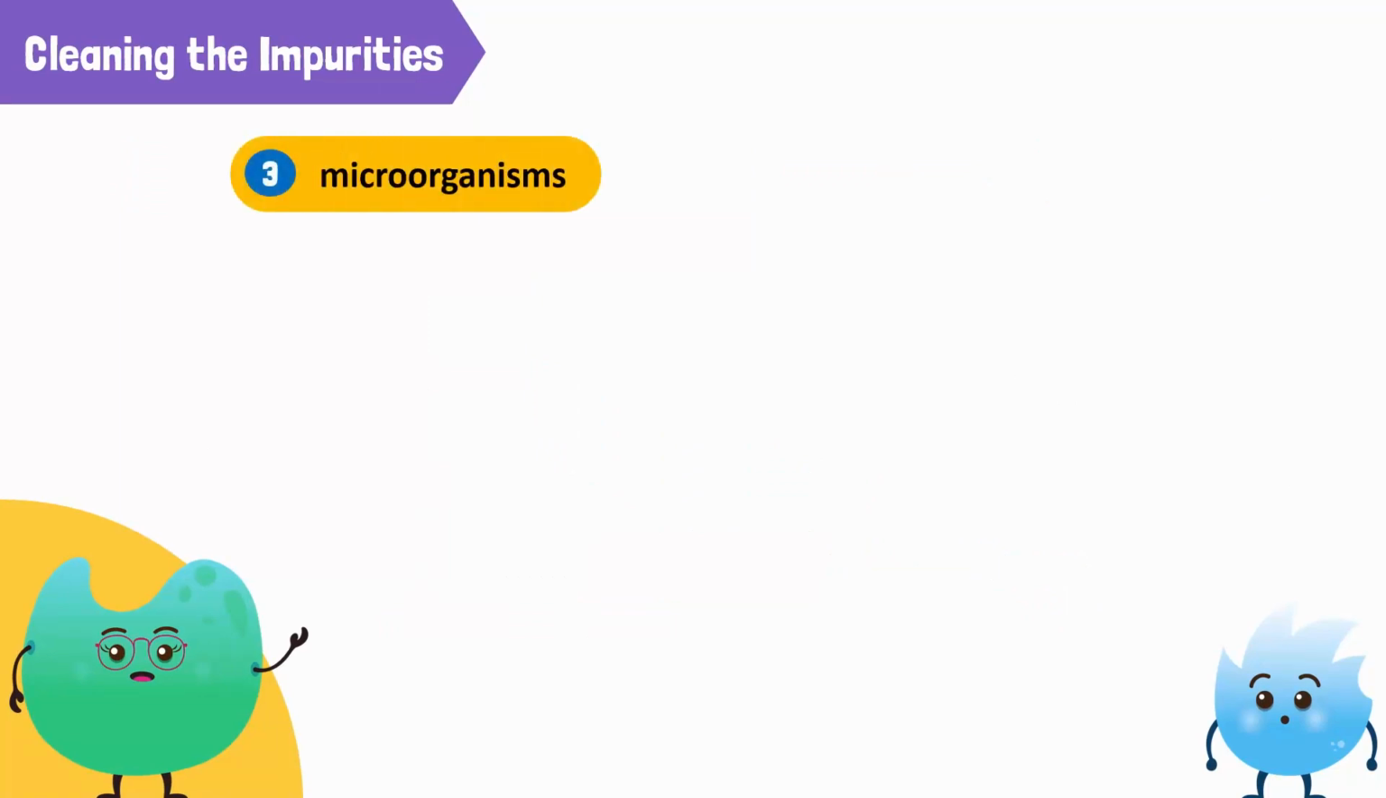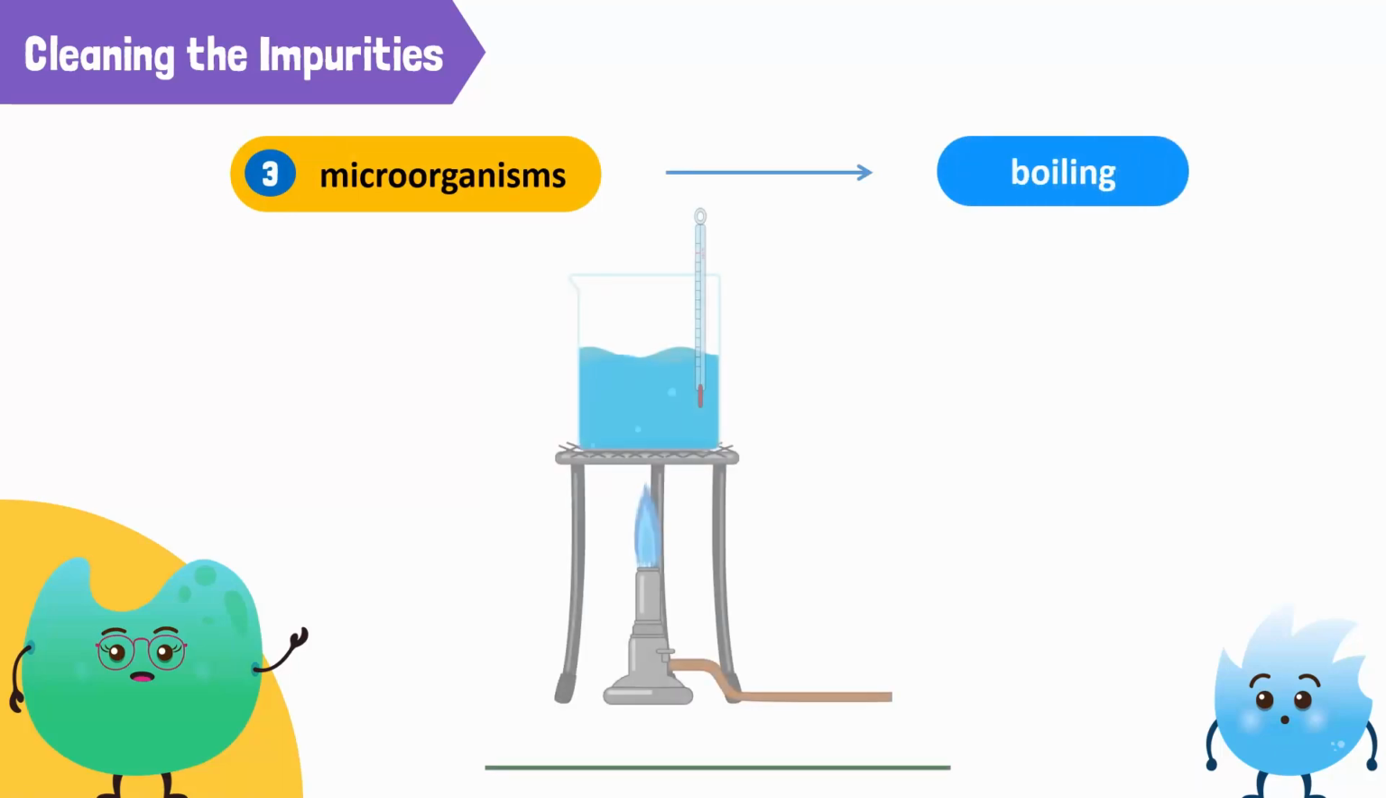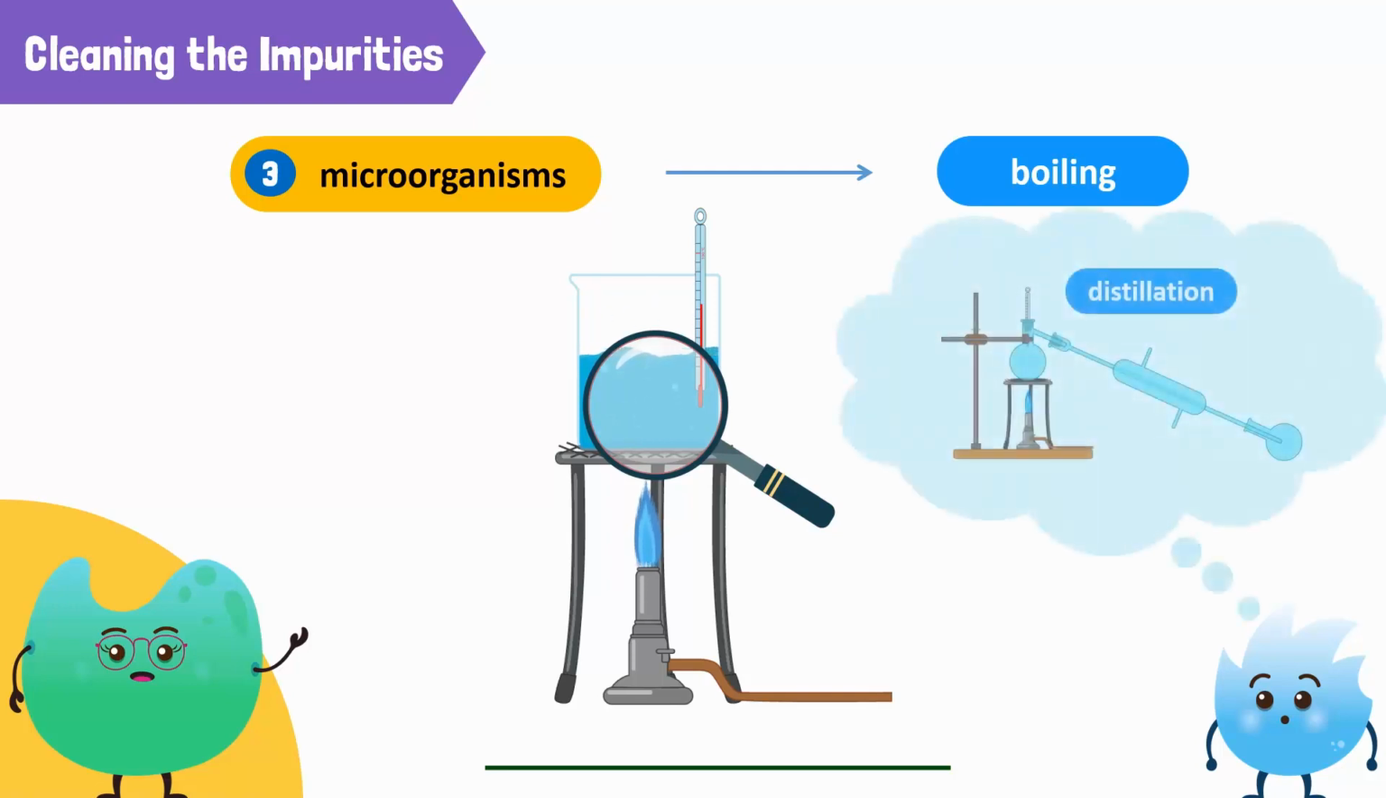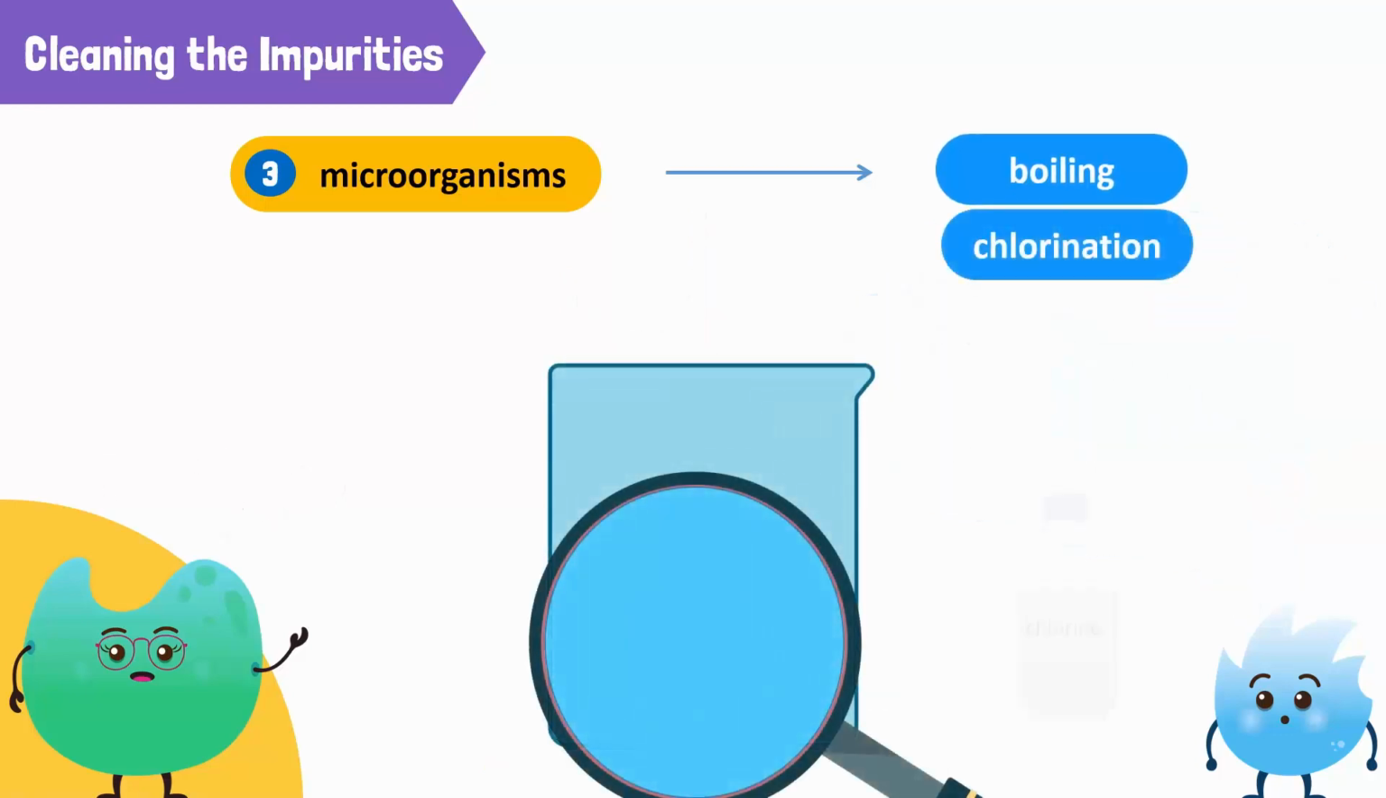What about the microorganisms in the water? Well, one way of getting rid of microorganisms is boiling. Boiling raises the temperature of water, and the high temperature kills the microorganisms. So, when we boiled the water in distillation, the microorganisms died? Yes, exactly. Another method is chlorination.